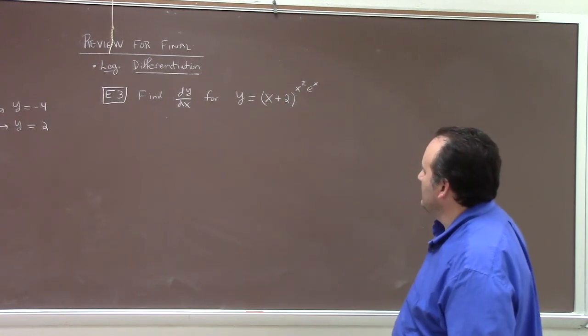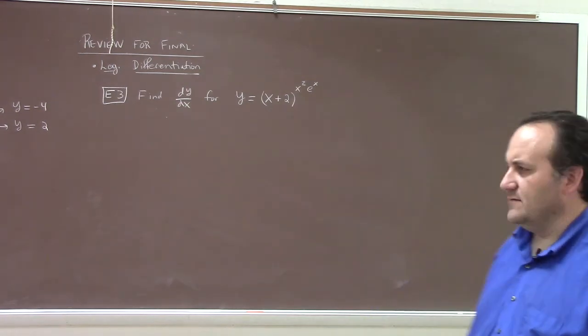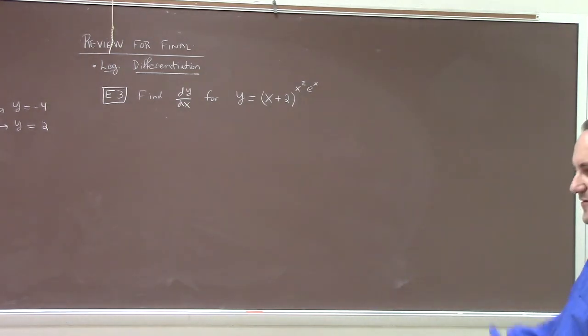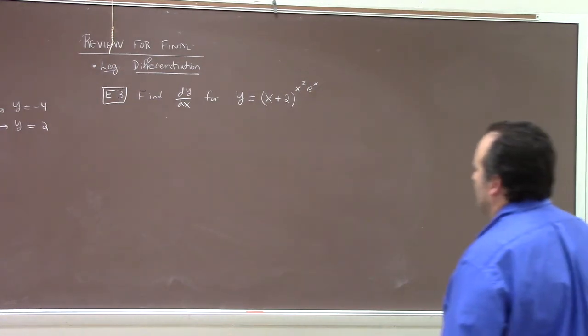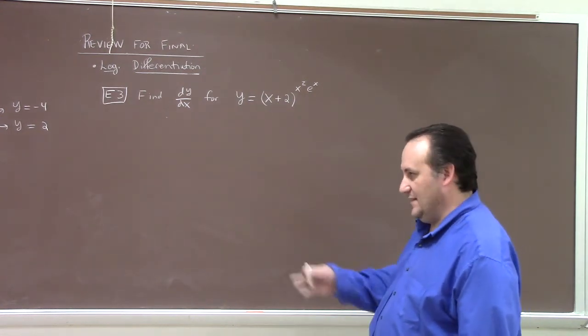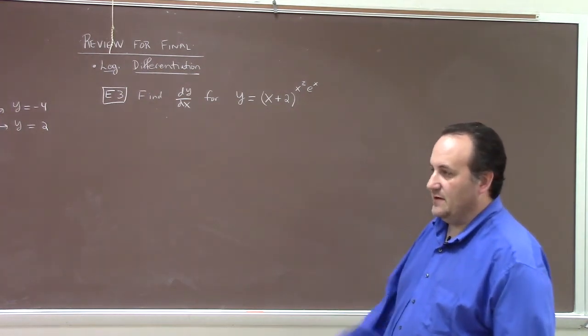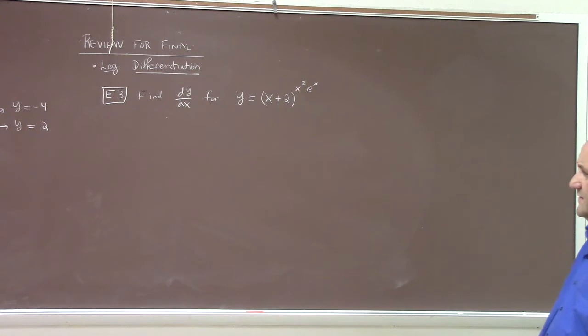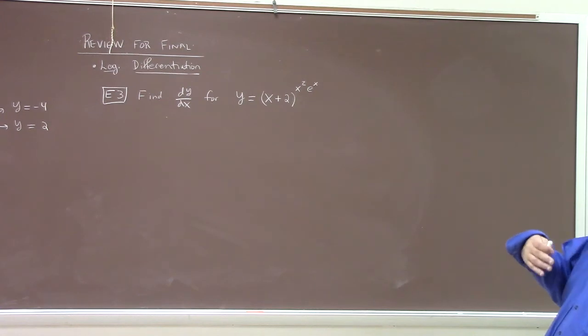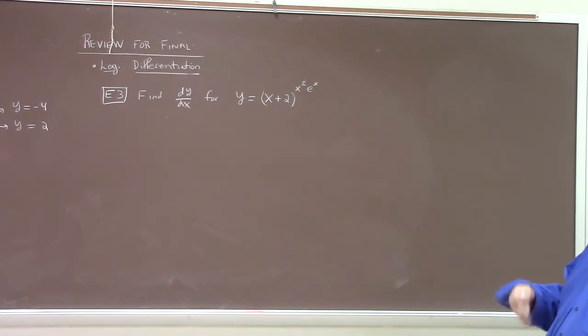So how do you differentiate x plus 2 to the x squared e to the x? We can't just differentiate this because it's not a power function. It's not an exponential function. It's got variables both in the base and the exponent. We really have no choice here but to use the technique of logarithmic differentiation. The technique basically is just this: take the logarithm of an expression, use properties of logs to simplify it, then differentiate implicitly to find your answer.